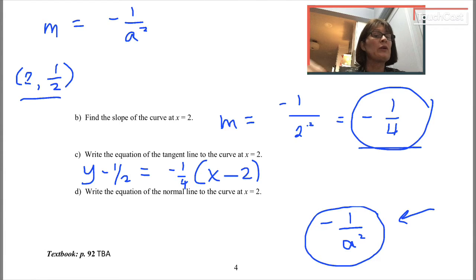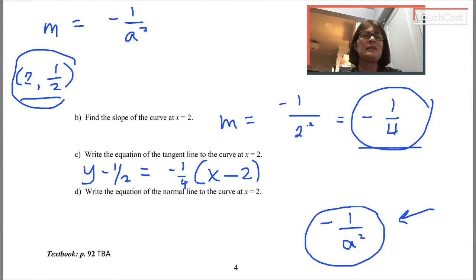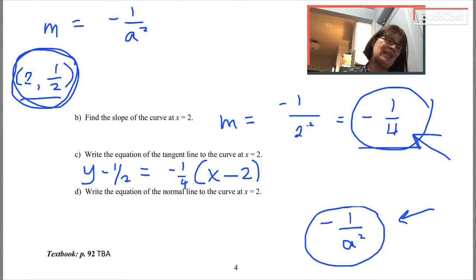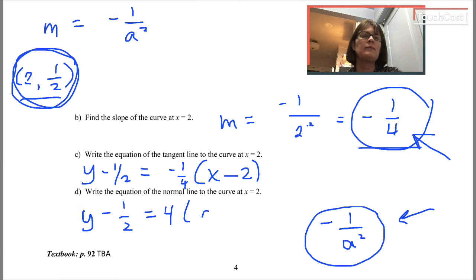Now, the equation of the normal line is going to be this exact same equation. It's going to contain the same point. The only difference is going to be the slope should be the opposite reciprocal of this slope because the normal line is perpendicular to the tangent line. So the opposite reciprocal of negative 1/4 is positive 4. I'm going to write y minus 1/2 equals 4 times the quantity x minus 2. All done.